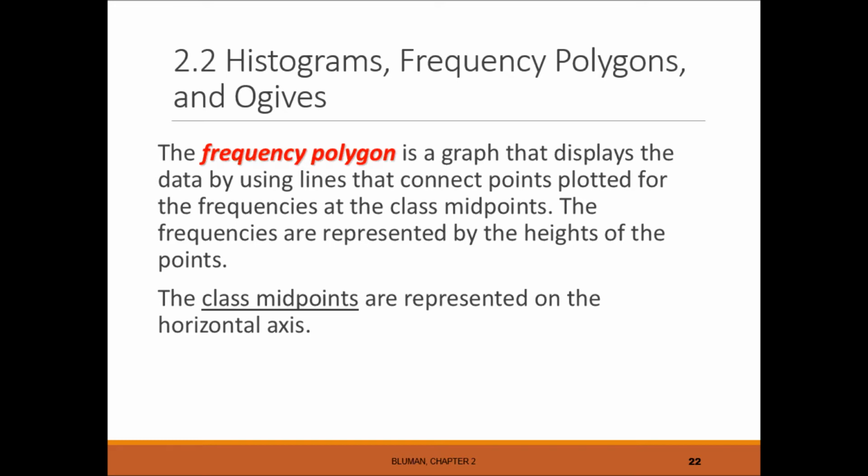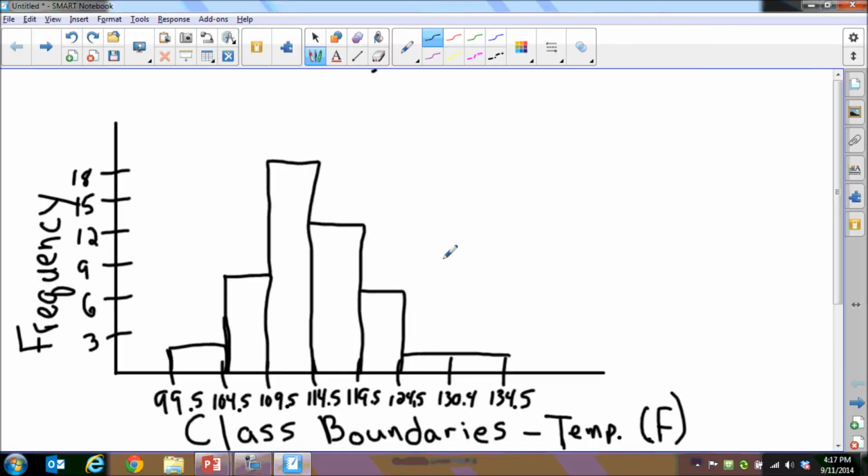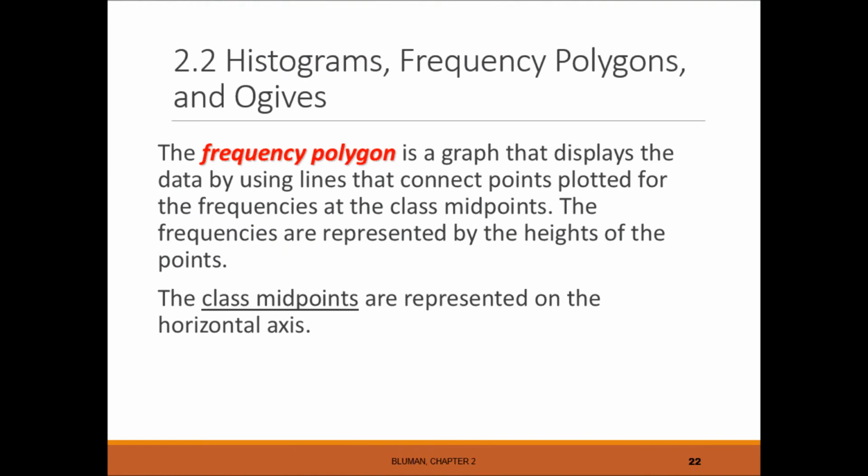Okay. Next up is something called the frequency polygon. And that's a graph that displays the data by using lines that connect points. All right. So now if we use lines that connect points, where do we put these points? Do we put the points here, over here? Well, we go by the midpoints. So the frequencies are represented by the heights of the points, and then your horizontal is the midpoints.